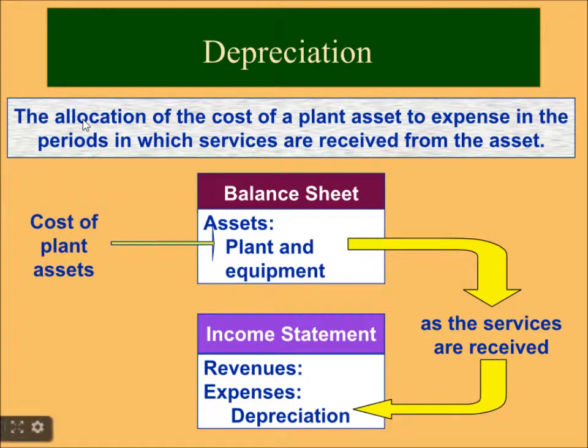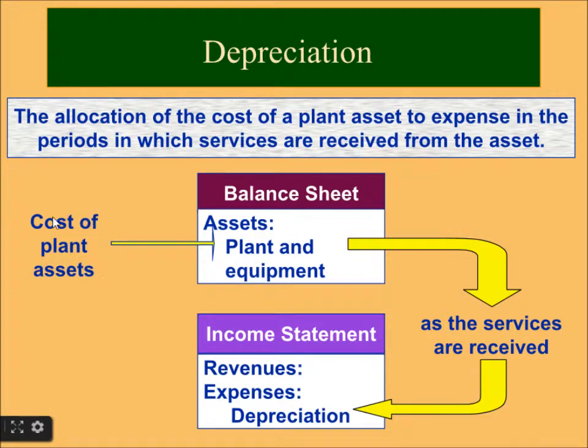Depreciation. Depreciation is the allocation of the cost of a plant asset to expense in the period in which services are received from the asset. The cost of the plant asset is entered into the balance sheet as plant and equipment. As the services are received, an entry is again made in the income statement as the expense, here the depreciation expense.